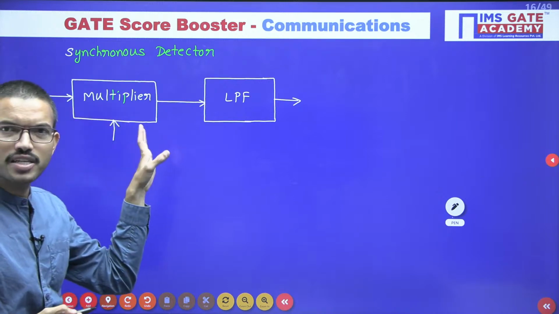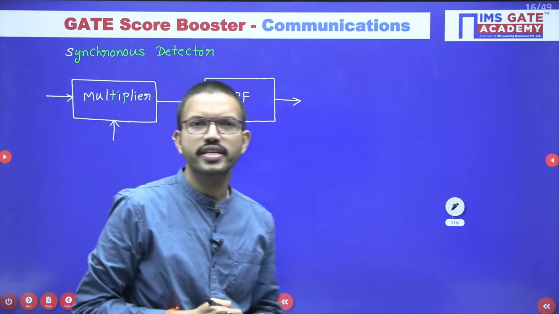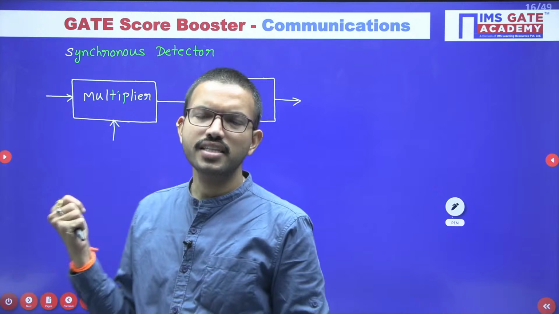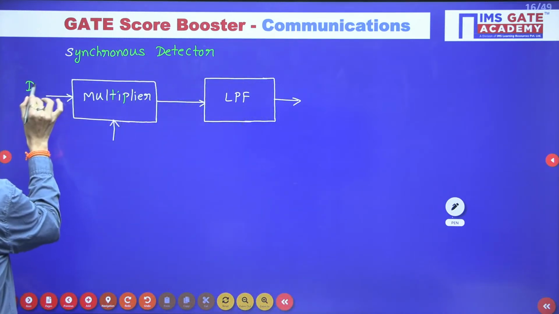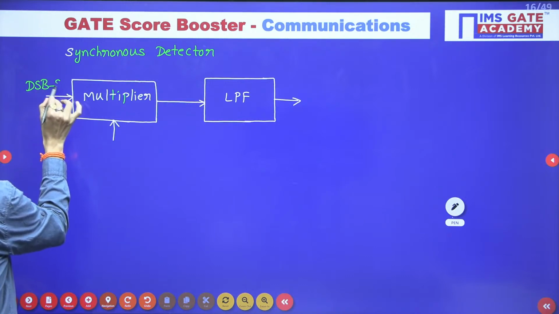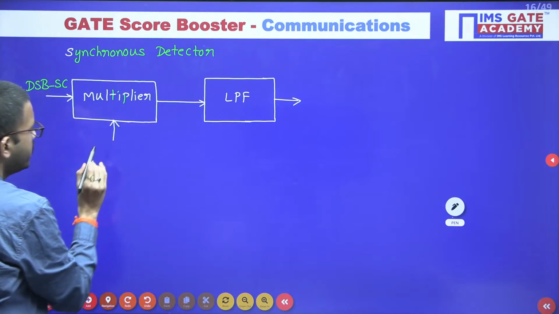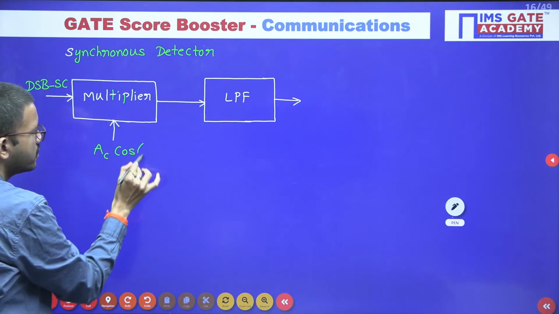So here we are going to multiply 2 signals. Obviously whenever you are using decoder or demodulator, the input should be the modulated signal. In this case it is a DSBSC signal. So here DSBSC signal is the input. And here the carrier signal, generalized case I am representing like this, AC cos 2 pi f ct.